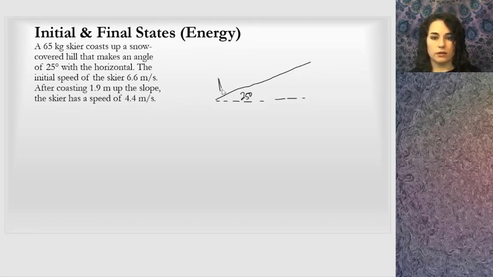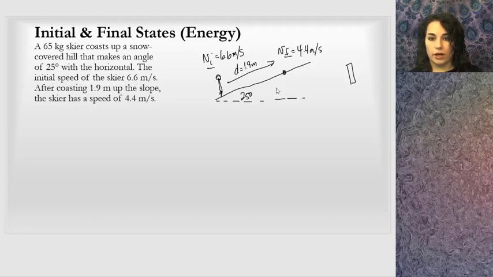So we can put the skier down here to begin with. There's a skier. V initial equals 6.6 meters per second. After, you may put a displacement in here, 1.9 meters up the incline with the V final equal to 4.4. We can see the skier is slowing down. I've labeled an initial and final position, so that's clear on my picture. And if I needed to do a free body diagram of the skier, I could do it over to the side, right? Like if I needed to, okay? So there's the skier example.